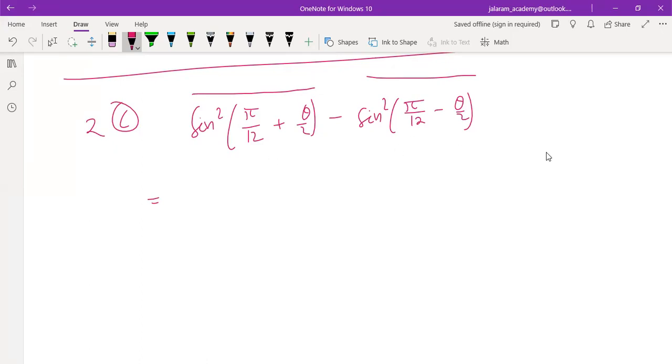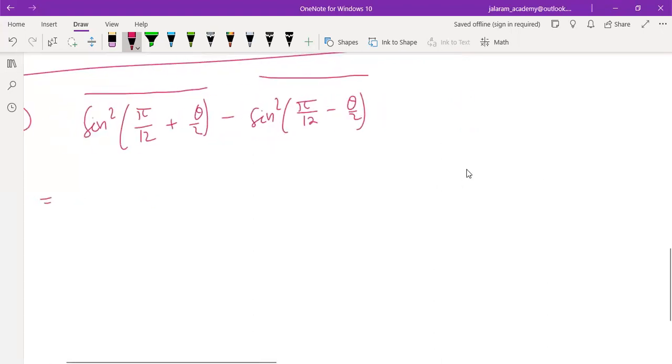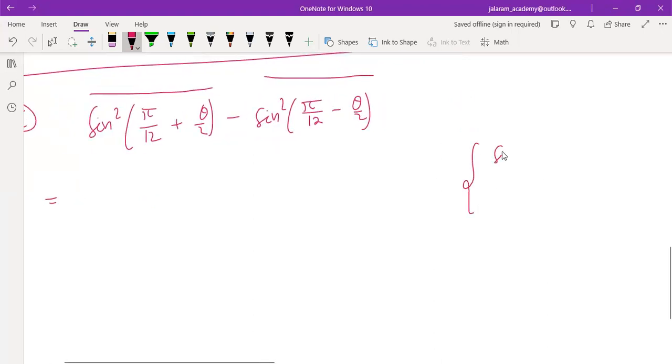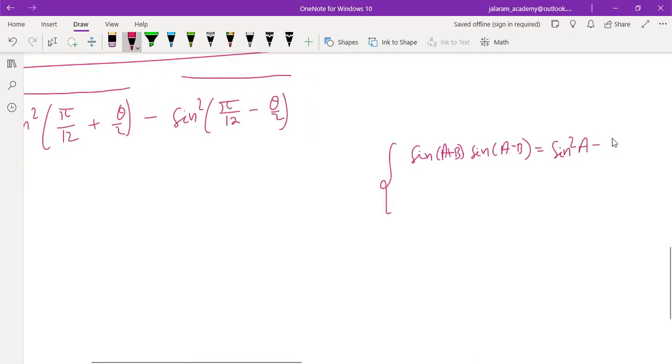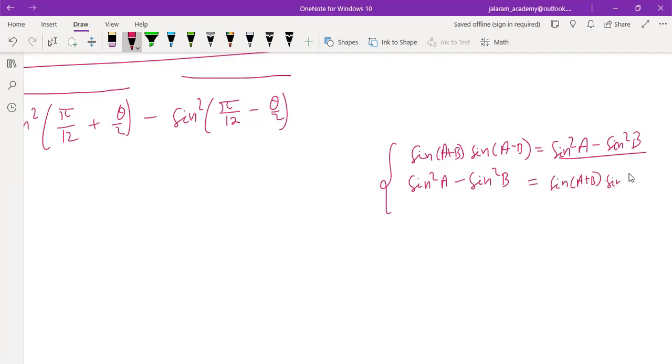So if you look at the formula, sin A plus B into sin A minus B equals sin square A minus sin square B. And learn it with the other side also. Learn all the formulas from both the sides. So sin square A minus sin square B becomes sin A plus B into sin A minus B. So learn it from both the sides.